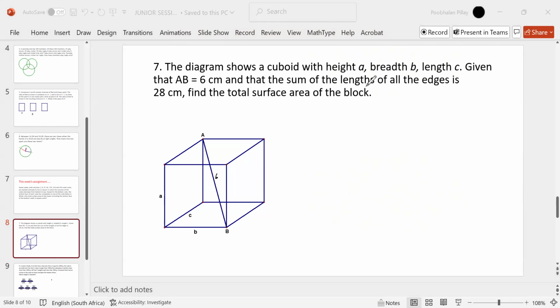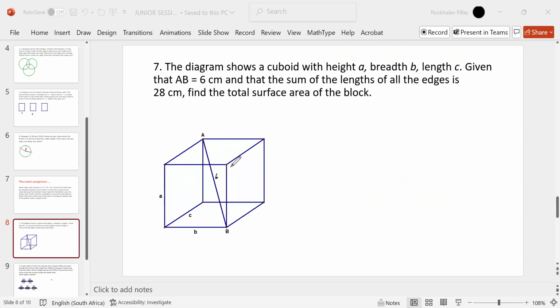And the sum of the lengths of all the edges is 28. So if you add, now how many edges? What are edges? Those 4 edges at the top. So a cube has got 4 edges at the top, 4 edges at the bottom. That makes 8. And along the sides, it's got another 4. So every cube has got 12 edges. It's nice to know.